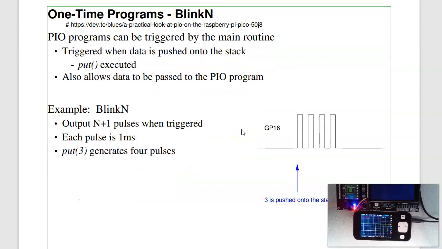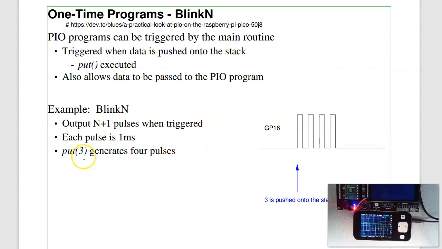Next example. Let's just have it blink n times. I can pass data to PIO state machines with the put instruction. So PIO programs can be triggered by the main routine. They're triggered whenever data is pushed onto the stack. That also allows you to pass data to the PIO state machine. For example, let's have it blink n times. Each pulse is going to be 1 millisecond on, 1 millisecond off.